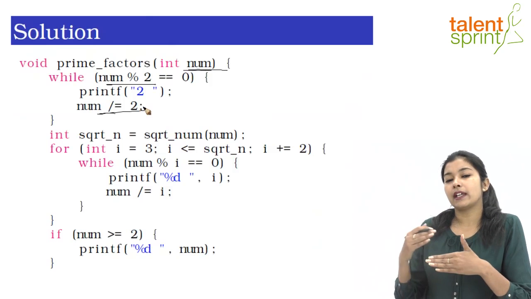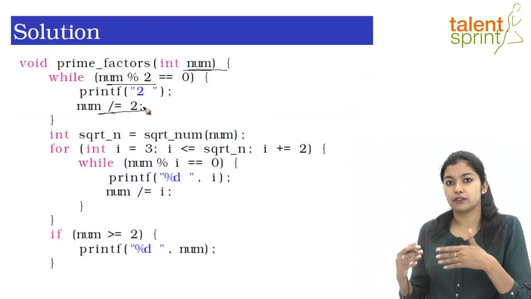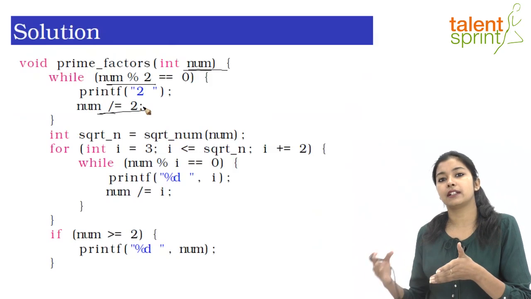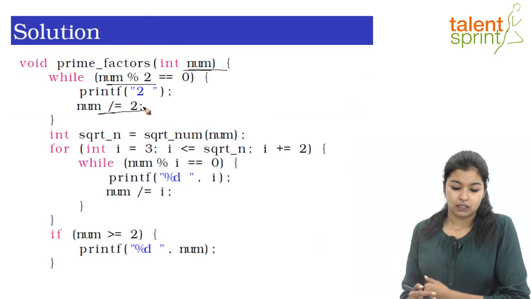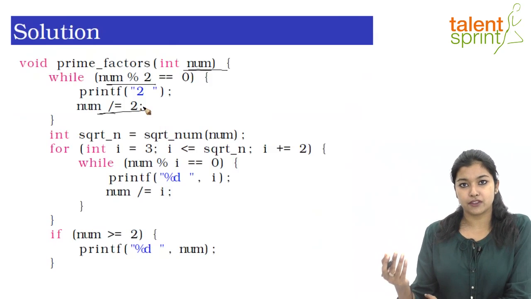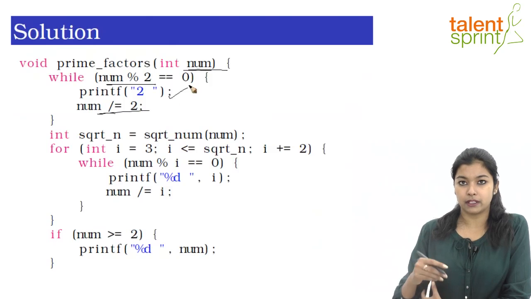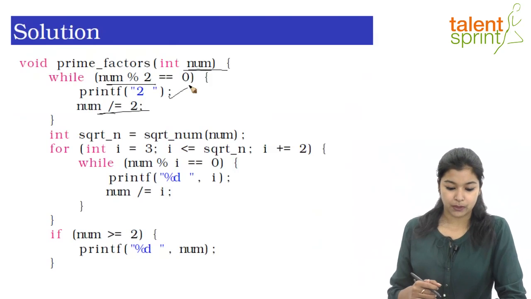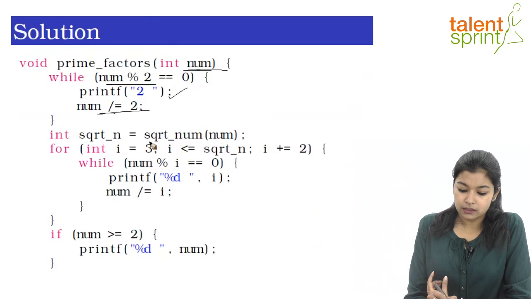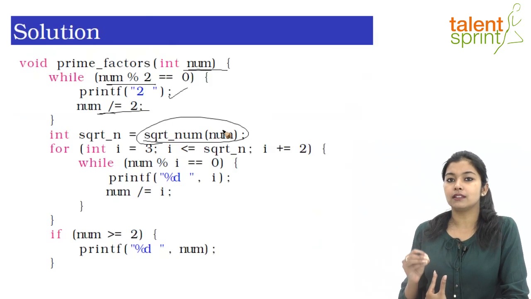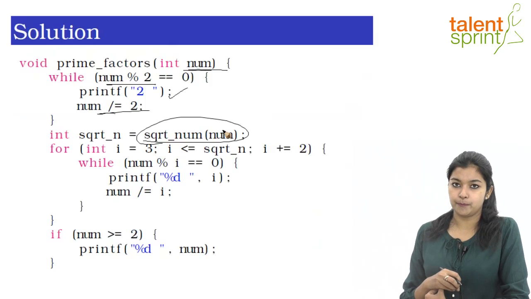We'll keep on dividing our number by 2 to find out if the remainder is 0, and if the remainder comes out to be 0, we'll again divide the number by 2. Once this whole process is done, since 2 we have checked already, we are printing 2 here. And once this is done, we are moving on to the next part, wherein we first call the square root function on our number to get the square root of the number.